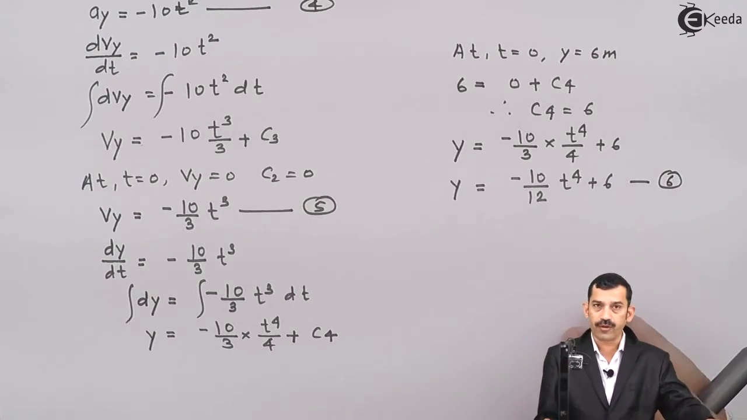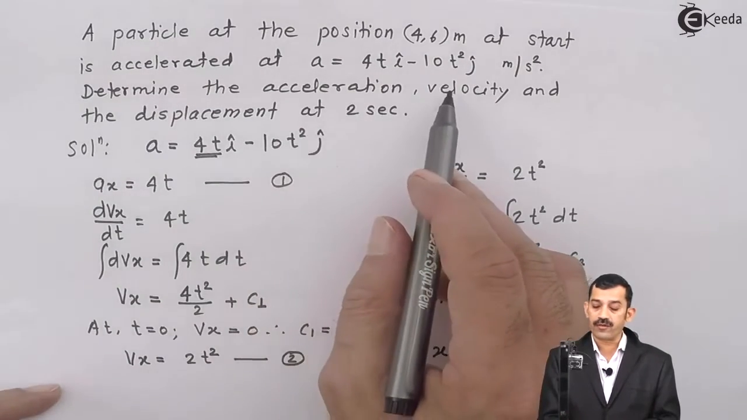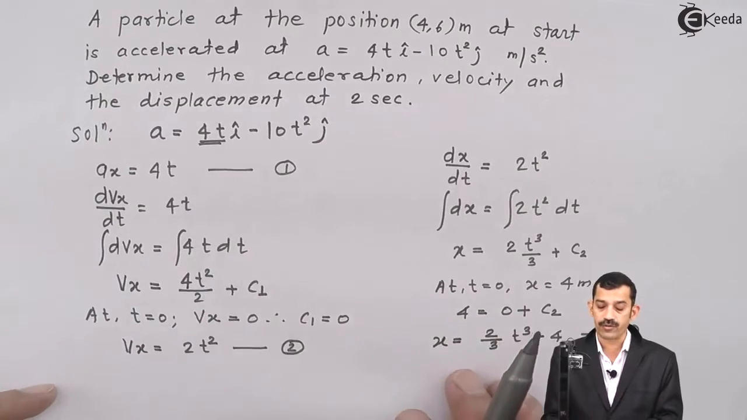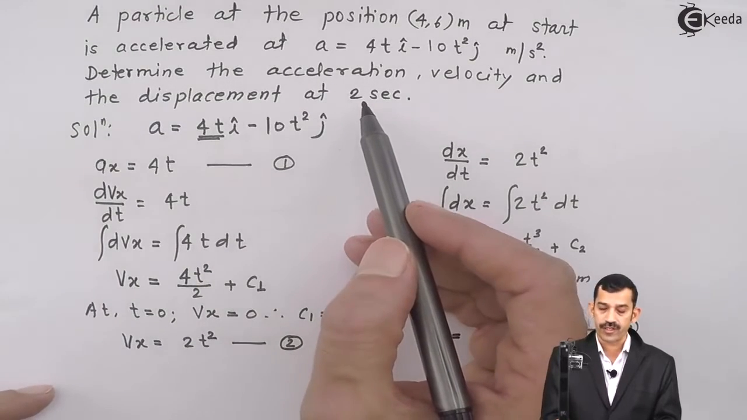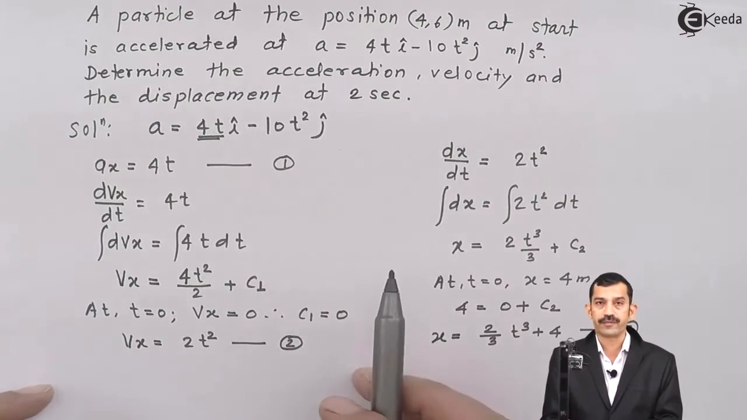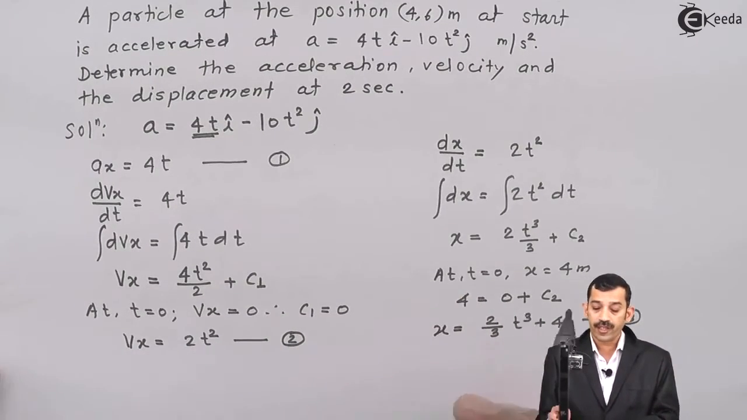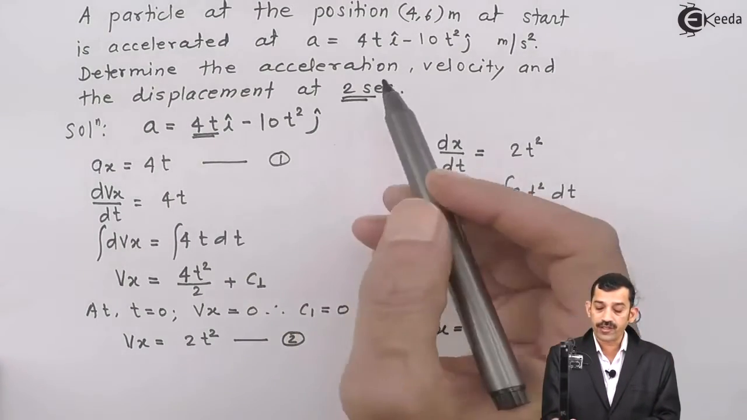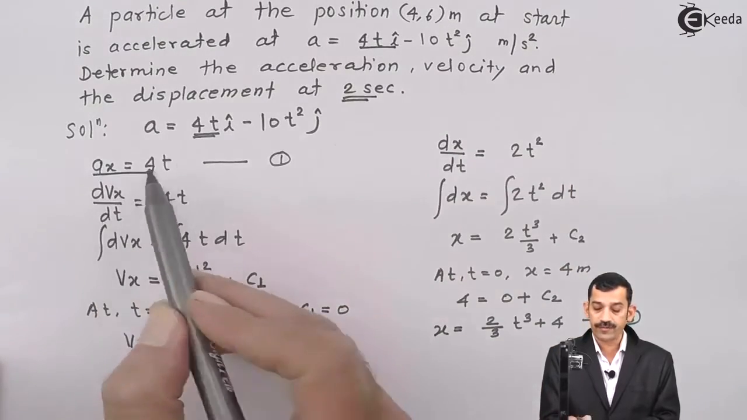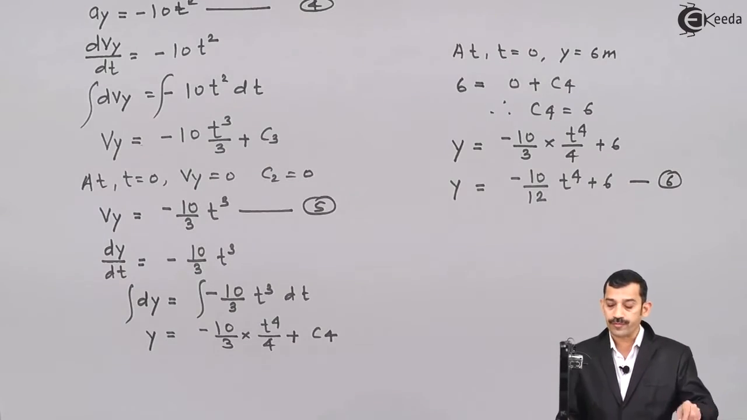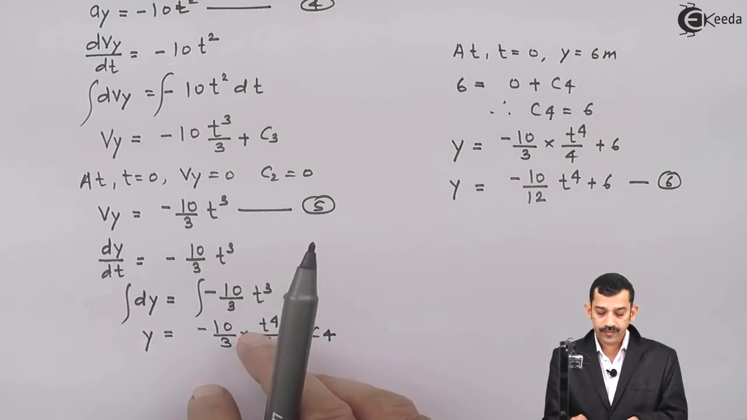Now what is asked in the problem? Determine acceleration, velocity at t equal to 2 seconds, and displacement also at t equal to 2 seconds. We'll substitute t equal to 2 seconds in the equation of acceleration first, and we'll get the resultant acceleration. Again we'll substitute in the equation of velocity. Therefore at t equal to 2 seconds, this is ax, equation number 1, and this is ay. We'll substitute these values and find out what ax and ay are at t equal to 2 seconds.